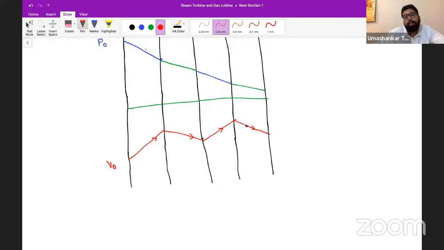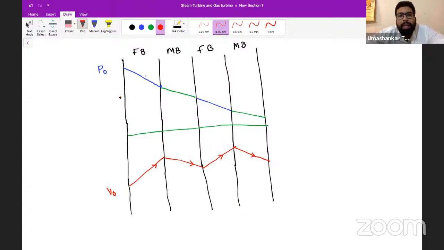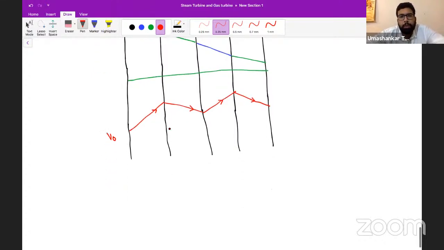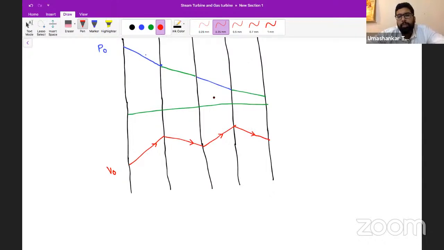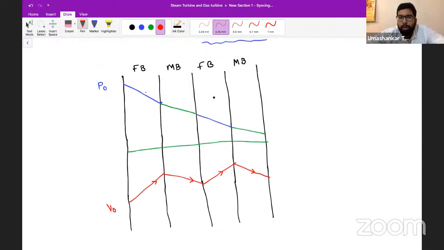Now somebody may have this doubt: sir, in the moving blade the pressure is decreasing, so how can the velocity decrease? I told you with respect to the nozzle that when pressure decreases, the velocity increases. It is not true everywhere. In general, how do we say that if the pressure is decreasing, the velocity must increase? What is the logic behind it?